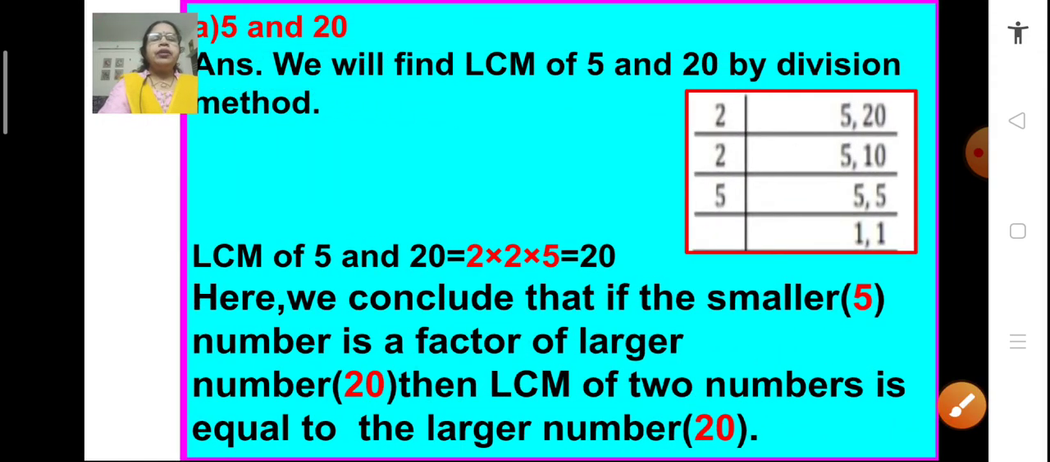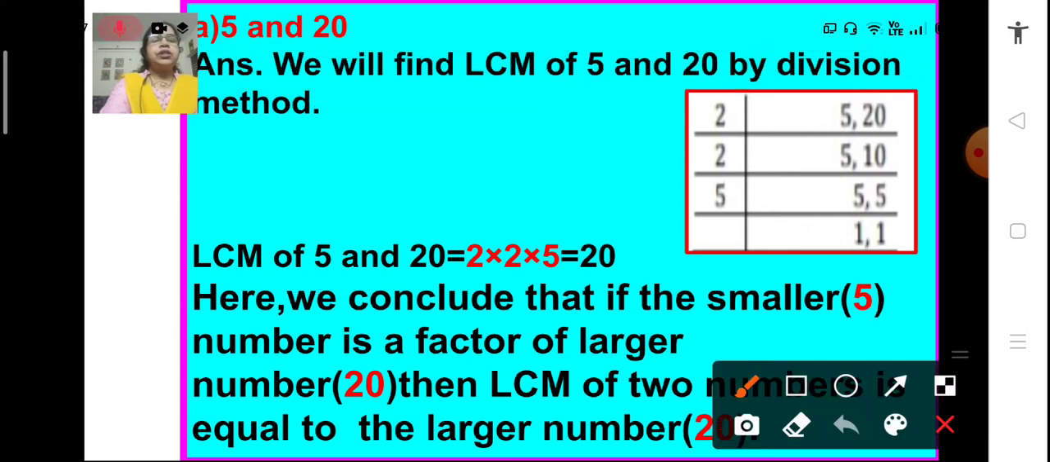We take A, 5 and 20. So let's find the LCM of 5 and 20 by division method. For this we write 5 and 20, and since 20 is divisible by 2, we take the lowest prime number 2 and we divide 20 and we get 10 here, and 5 will be written as such. Then again we can take 2 since 10 is divisible by 2. So 2 divides 10, 5 times, and 5 will be written as such. Next we take 5, and 5 divides itself, we get 1 here. So what is the LCM of 5 and 20? It is 2 into 2 into 5, which is equal to 20.